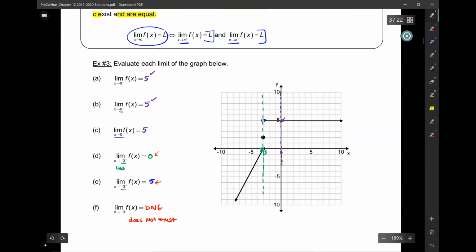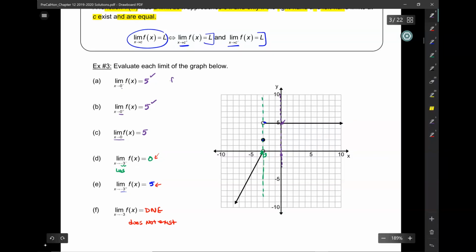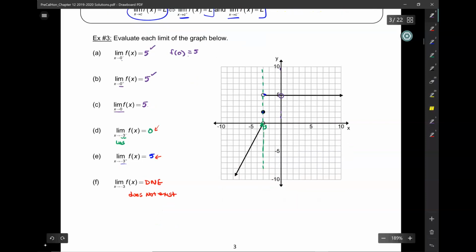Let's go above and beyond here. Let's actually take a look at f of 0. What's f of 0? Well, let's see. When x equals 0, let me erase this junk here. When x is 0, what is y? Oh, it's 5. So look at that. The left-hand limit, the right-hand limit, the actual limit, and the actual value are all equal to 5.